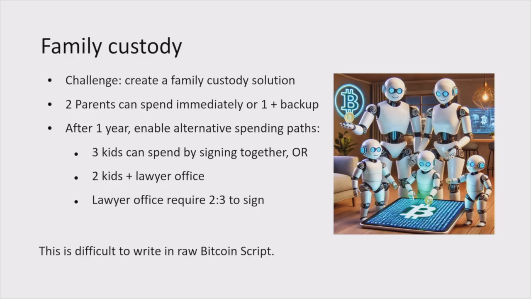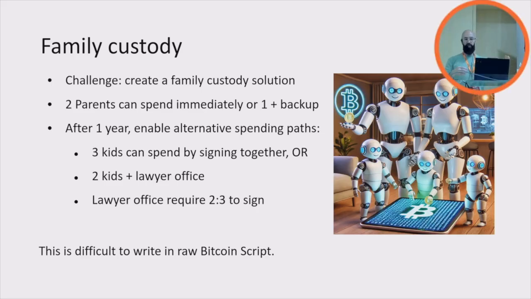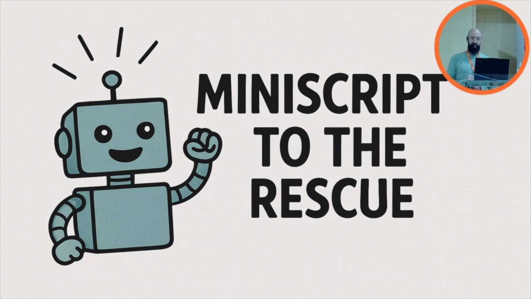So we have one condition, and after 1 year, there are more conditions, and even then you can sign it in different ways. So to write this on your own in Bitcoin script is very hard, really hard. For this, we have Miniscript. Miniscript actually comes to help us create a complex script.